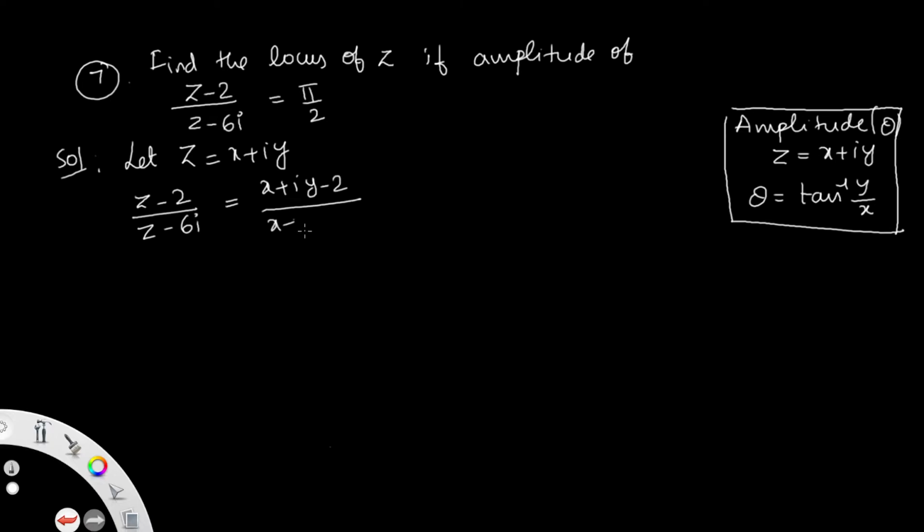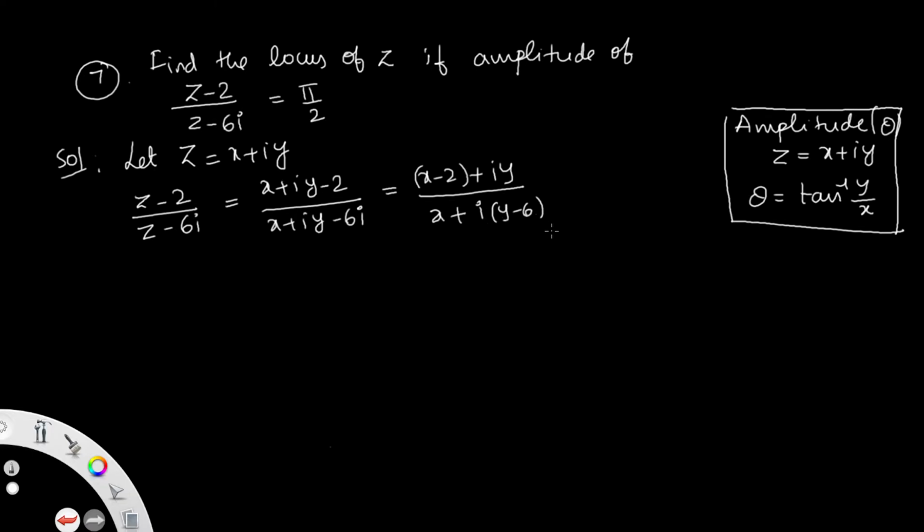As in the previous problem, in the numerator the real part is x minus 2, plus iy. In the denominator, the real part is a single term, x, and taking i as common in the imaginary part, you get x plus i into y minus 6.